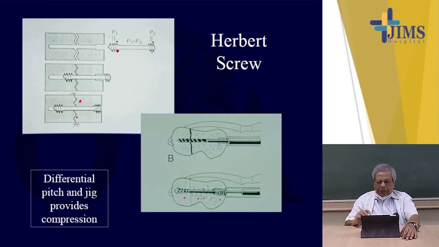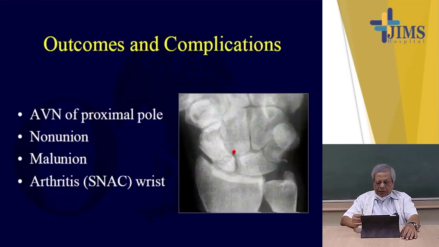Outcomes and complications. This patient had a fractured scaphoid here, fracture of the proximal pole. It has failed to unite, and this is denser, sclerosed. So these are dead bone. This is AVN, avascular necrosis of the proximal pole. Or it could be non-union also. This is a non-union. Malunion, arthritis of the wrist.